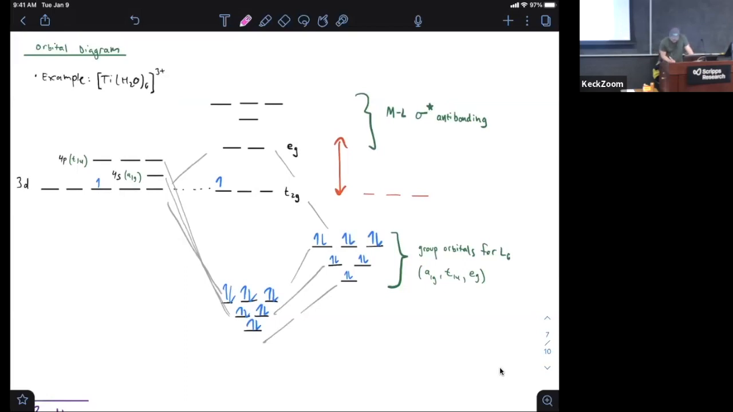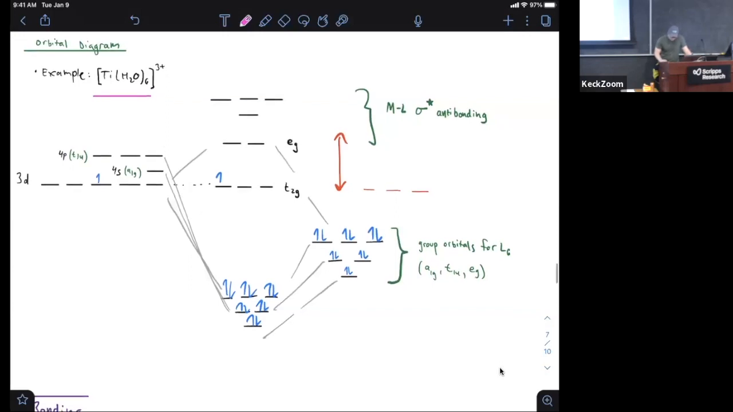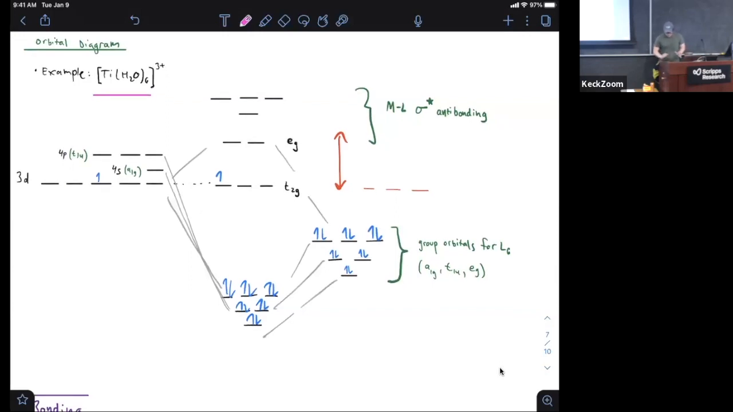So the case study we'll consider here is titanium hexaaqua 3+, but you can consider essentially any octahedral complex that has ligands with predominantly sigma donating character, and you'll arrive at the same overall depiction. Okay, so this looks complicated, but let's try to unpack this. On the right side are the SALCs from our previous analysis. On the left side are the orbitals that are involved in bonding on the metal.